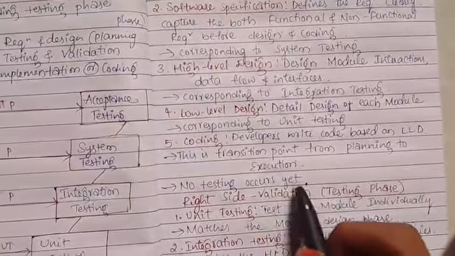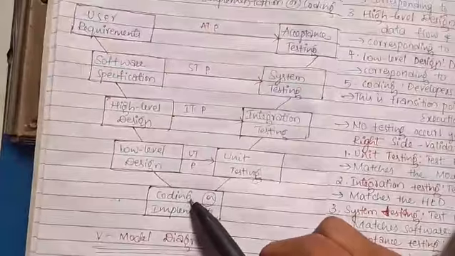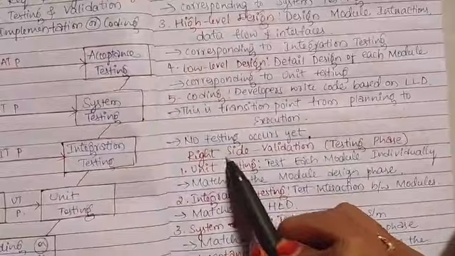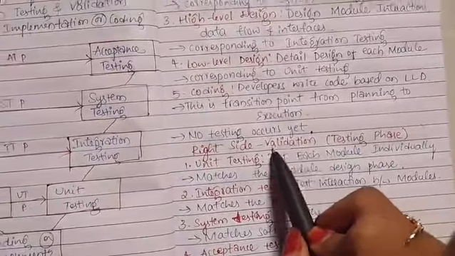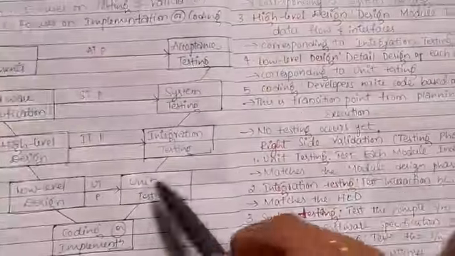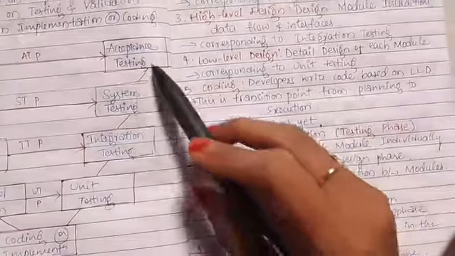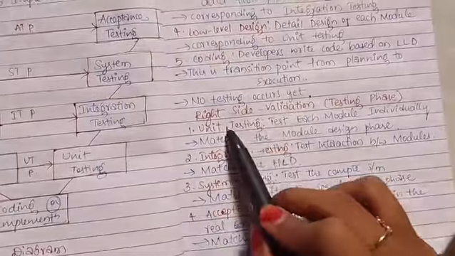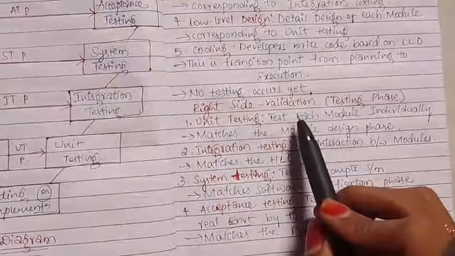And no testing occurs yet. In this phase, there is no testing. The right side is validation, we call the right side validation, or the testing phase. And we have unit testing, the first one.